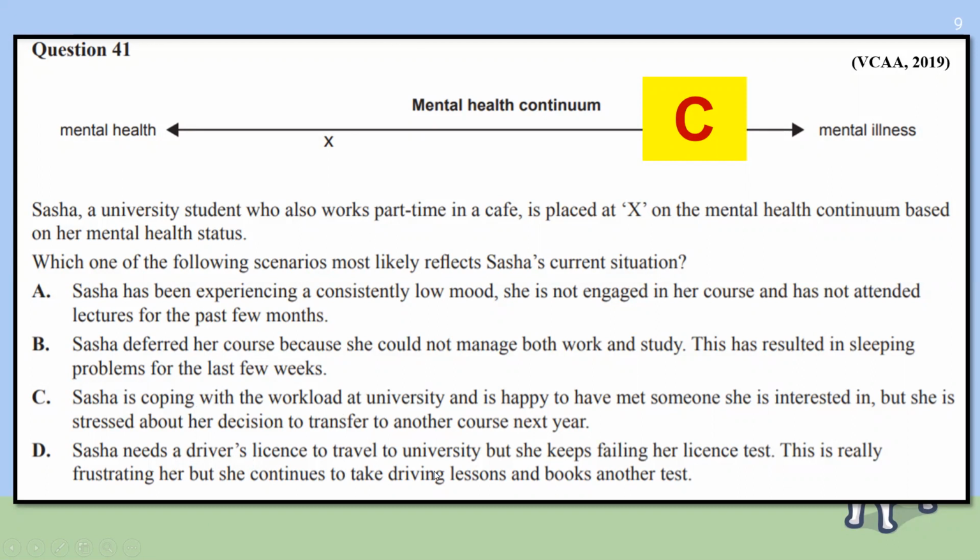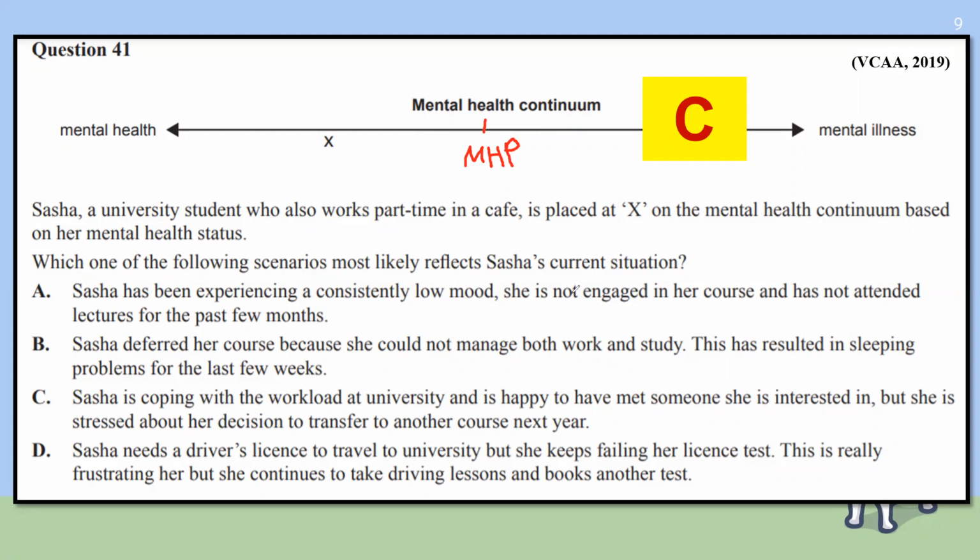So it can't be option A because, if Sasha's here, and we say that mental health problem is usually right in the middle, about here, Sasha hasn't really reached the stage of a mental health problem. She's in between mental health and mental health problem. She's not experiencing intense stress or intense anxiety here. Maybe a very low level of stress or anxiety, but not enough to qualify her for a mental health problem.